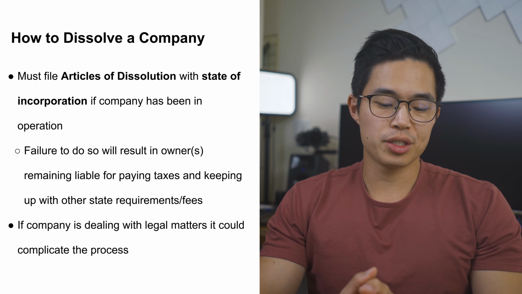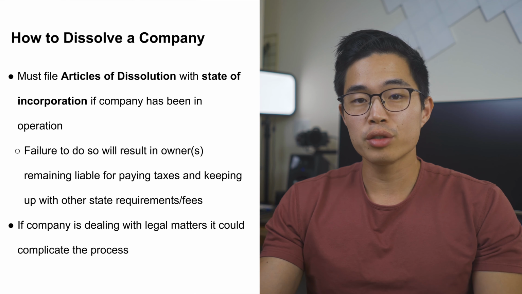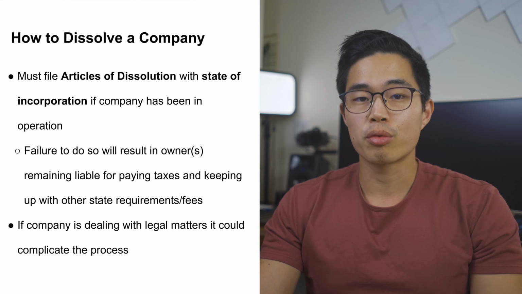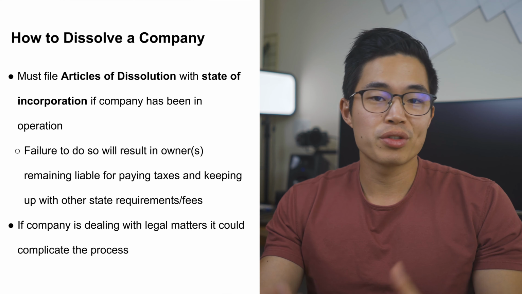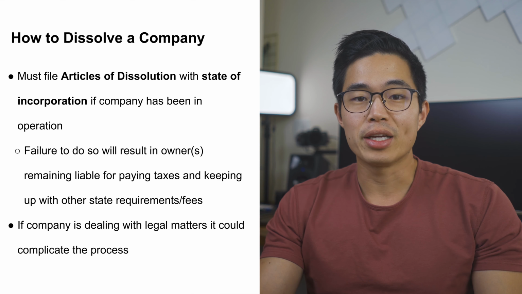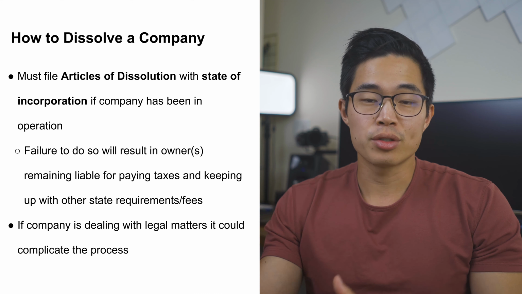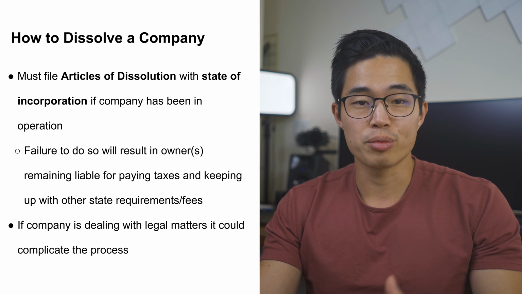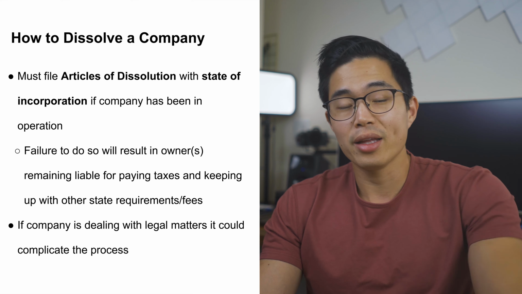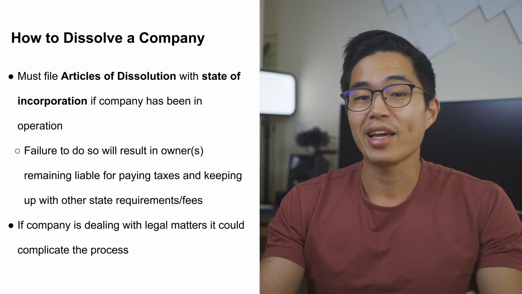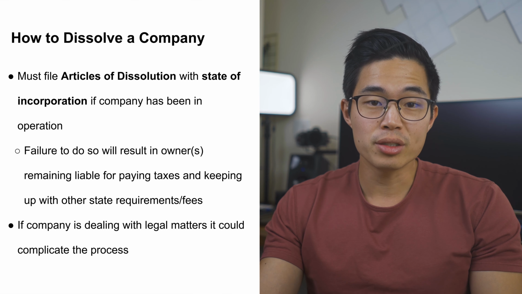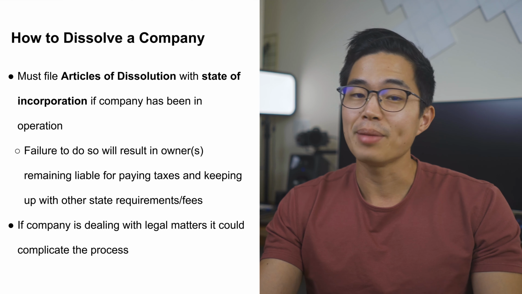Essentially, what you're going to do is file the articles of dissolution form with the state of incorporation. For example, if your LLC was formed in California, that would mean that you need to file this form with the state of California. Failure to do so is going to result in owners remaining liable for paying taxes and keeping up with other state requirements and fees. And if you are dealing with legal matters, it could definitely complicate the process and make it take longer.